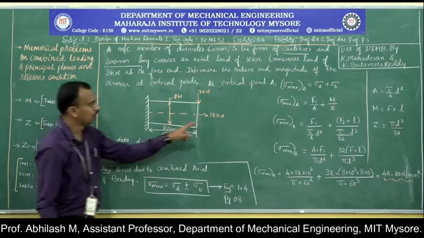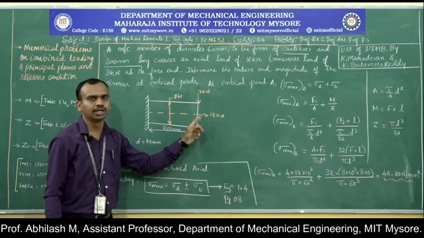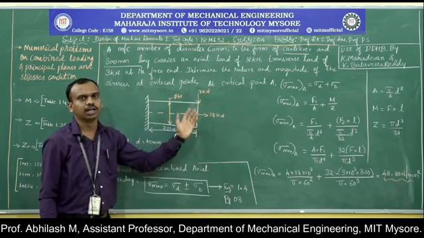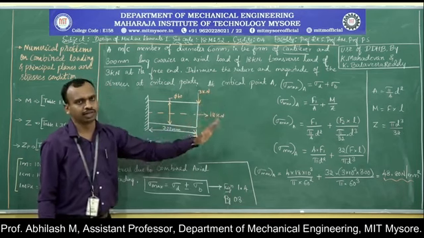Here they have given the loading conditions in terms of kilonewton. Later in the problem we will be converting this kilo into Newton. Kilo into Newton will be multiplied by 10 to the power of 3.